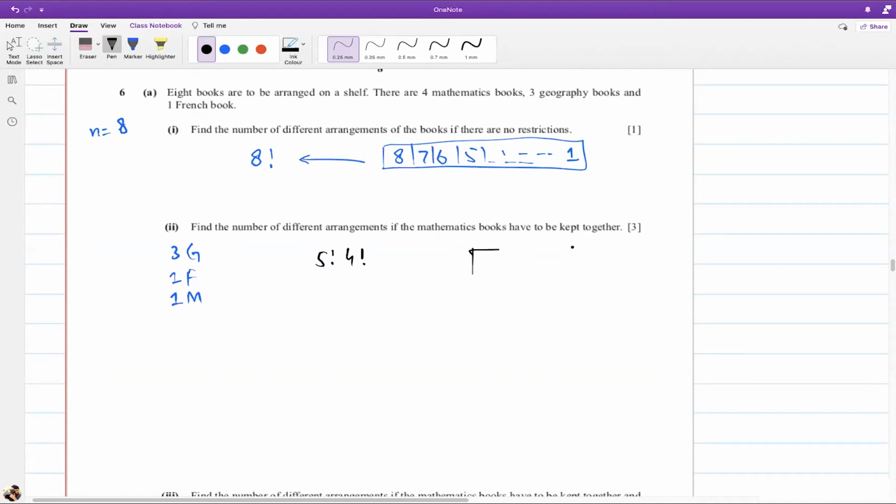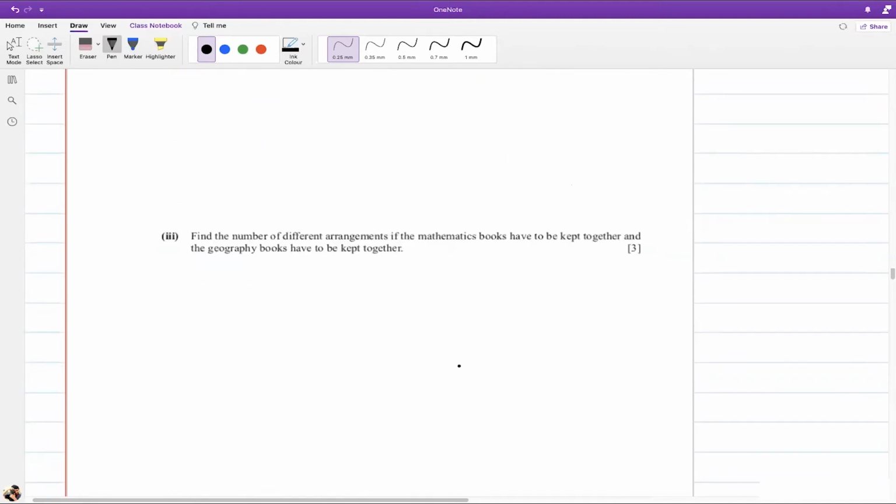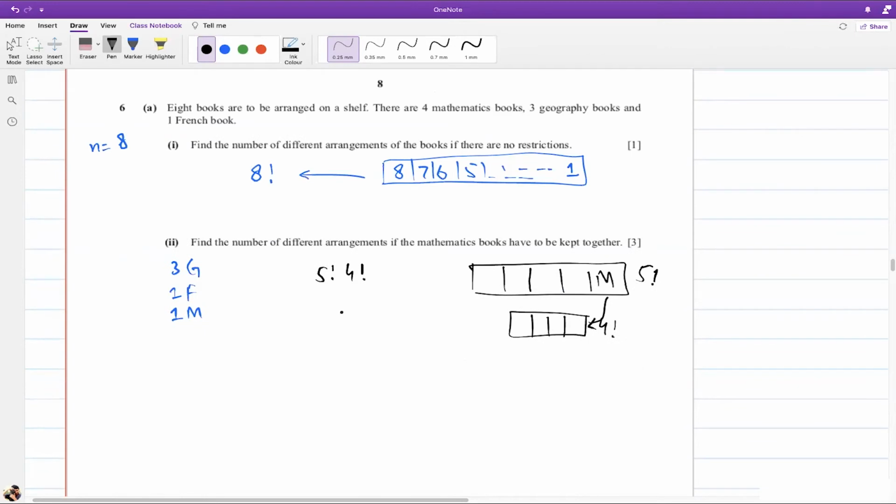In other words, I have 5 slots here, and within any of the ones, maybe there's the math section, I can get 4 other slots. Okay, so that's how it's going to be. So this is 4 factorial and this is 5 factorial. Multiply them to get the total number. So 2880. Okay, 2880, I believe you.